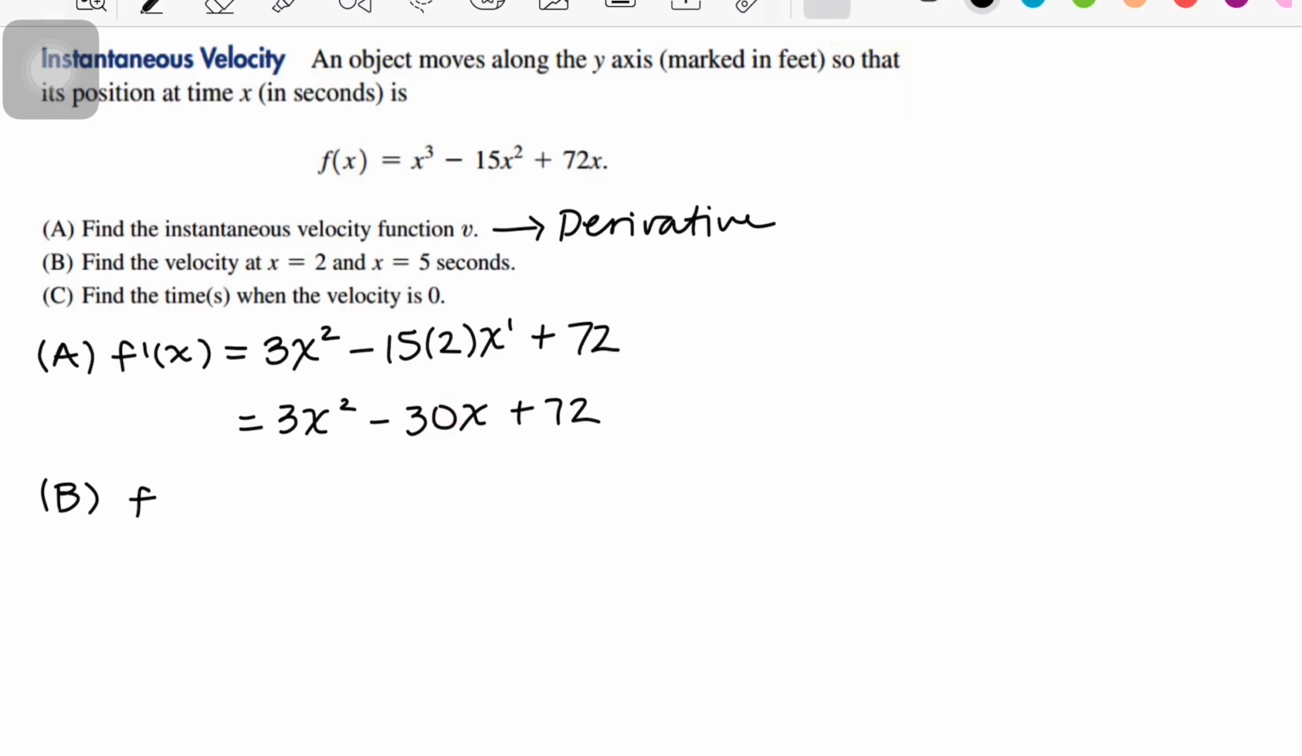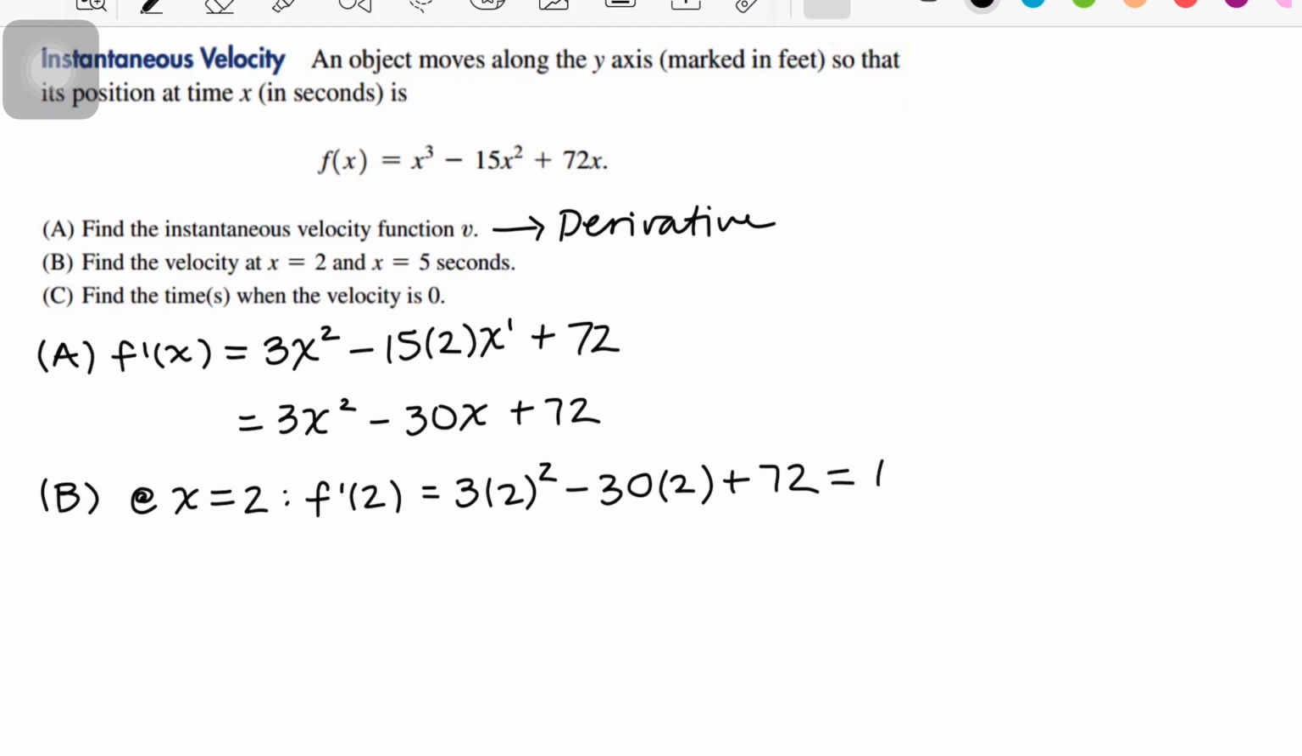So first, at x equals 2 seconds, we plug 2 into our derivative. So we get 3 times 2 squared minus 30 times 2 plus 72. This will be 12 minus 60 plus 72, and that'll be 24. Right, and this will be 24 feet per second. Can't forget our units.